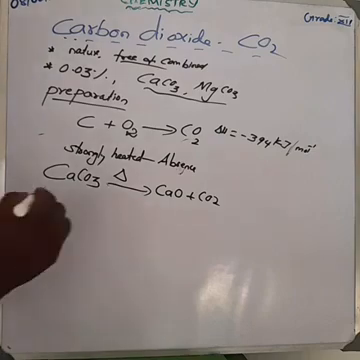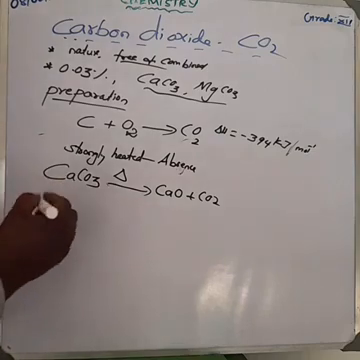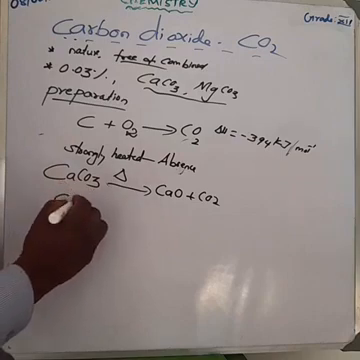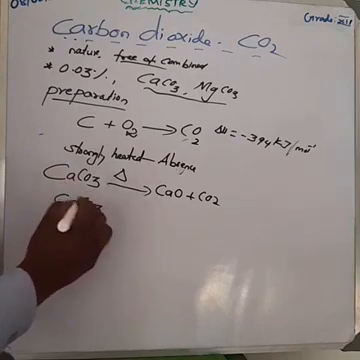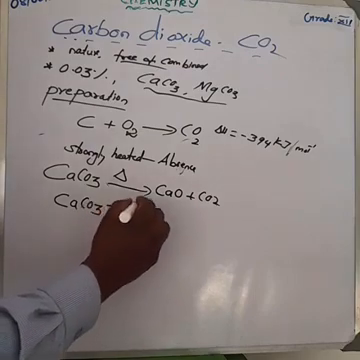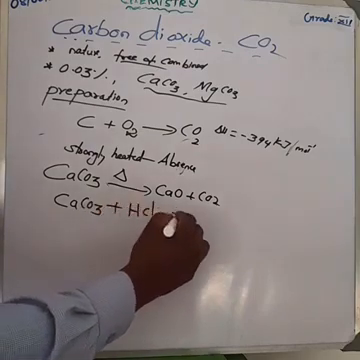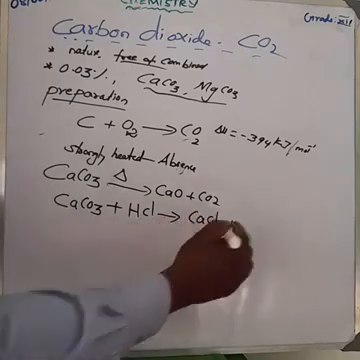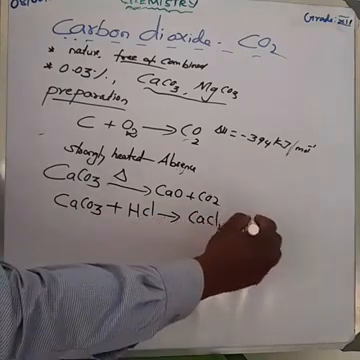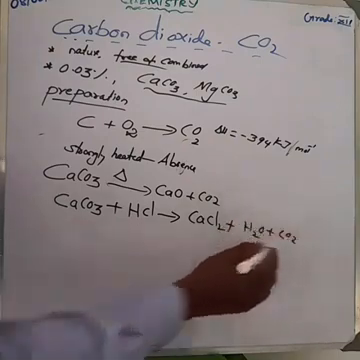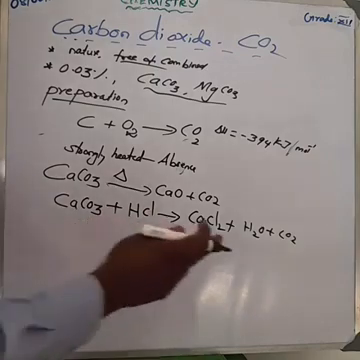Carbon dioxide is also prepared by the reaction between calcium carbonate and dilute hydrochloric acid. What is the formula of calcium carbonate? CaCO3 plus HCl gives calcium chloride, water, and also carbon dioxide. This is another method. The equation is balanced.